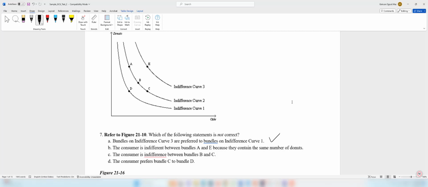The consumer is indifferent between bundles A and E, which is not correct. The consumer is indifferent between bundles on the same indifference curve, like A, B, and C, but not on different indifference curves. So this is a wrong one. The consumer is indifferent between bundles B and C. That is correct. The consumer prefers bundle C to bundle D. That is correct. So the wrong answer is B.